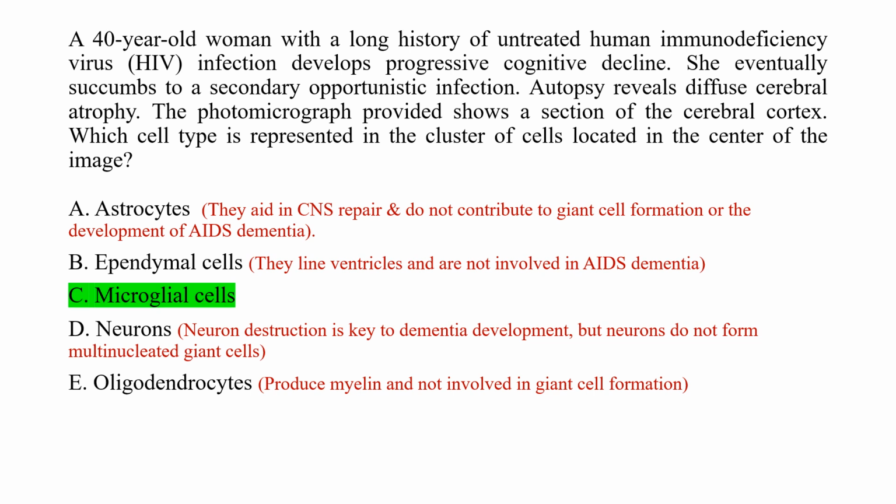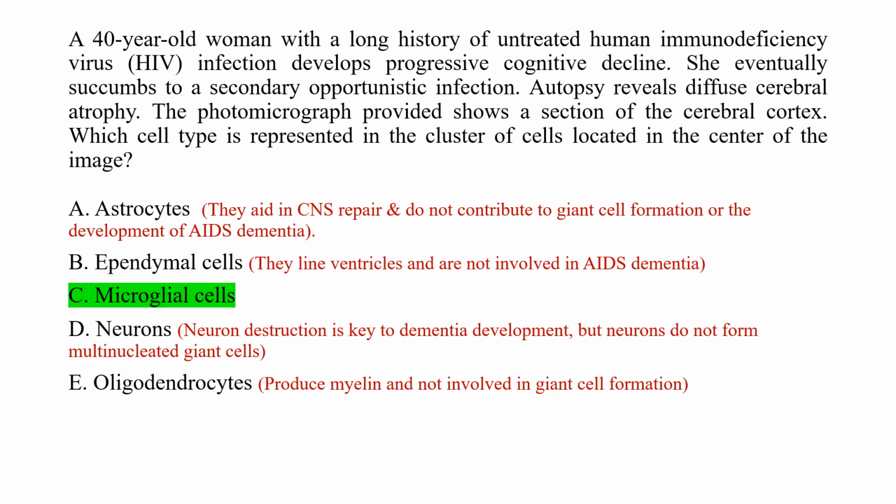And option B is incorrect because the ependymal cells line the ventricles in the brain and are not involved in the pathogenesis of AIDS dementia. These cells do not form giant cells or have a role in the HIV infection within the brain. So this makes option B also incorrect. And option D, the neurons. While neuronal destruction is part of the disease process, neurons themselves are not the source of multinucleated giant cells seen in the brain. Therefore, this option is also incorrect.